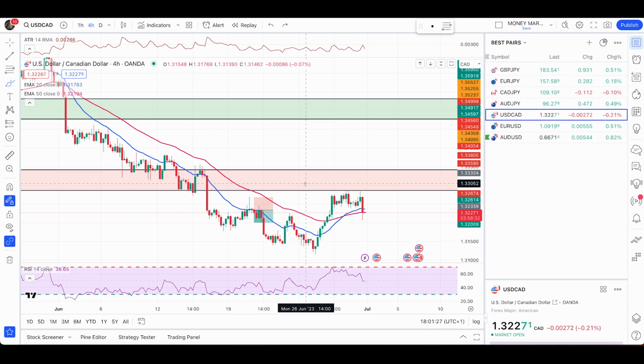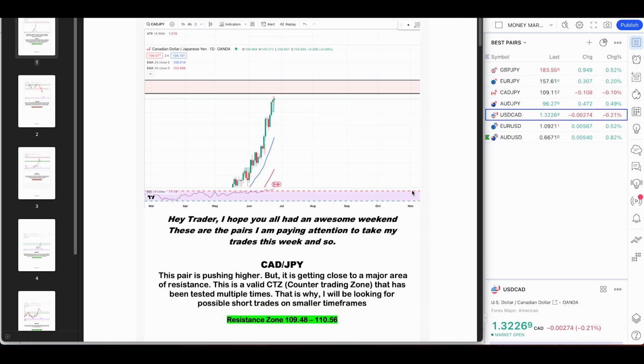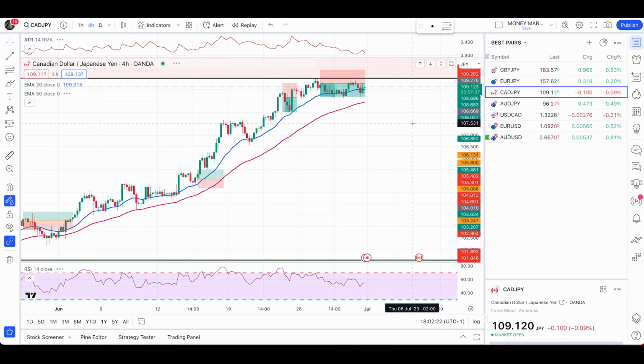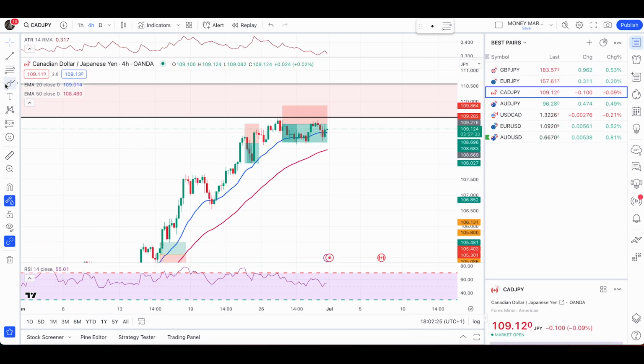So without wasting any time, let's start with this pair, which is CAD JPY. I've already sent this zone to the members that I'm paying attention to, which is right here. This was the zone you have just seen in the report, where I'll be looking to enter my sell trade from this area of value once we have a confirmation.